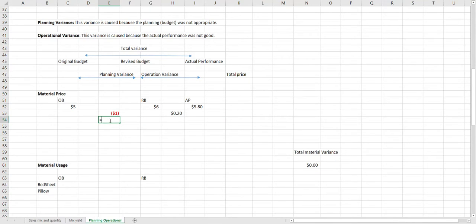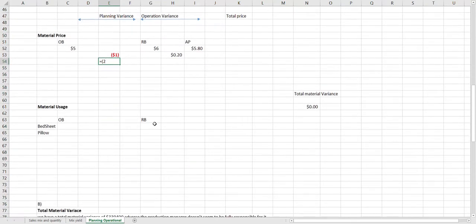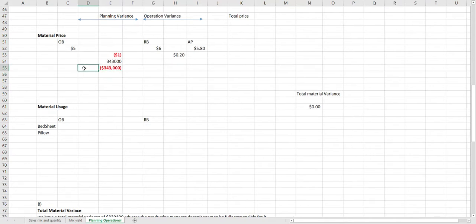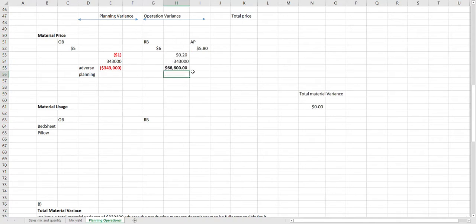So 248,000 and 95,000. I'm combining both because they are the same material. Now when we multiply by the dollar, that will give us total variance of adverse. This is adverse planning. So material price planning variance is 343,000 adverse, which simply means that people who are responsible for planning did not estimate this. Now if we look at the operational variance, it is 68,600 favorable. So favorable operational.